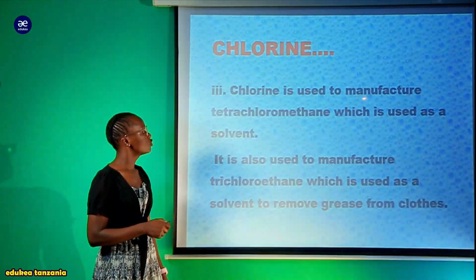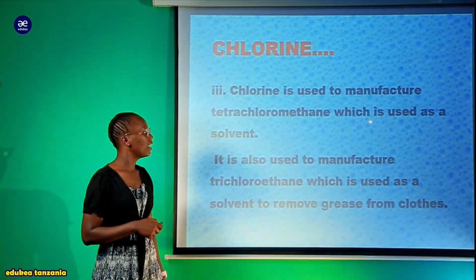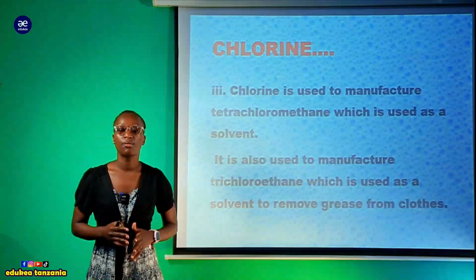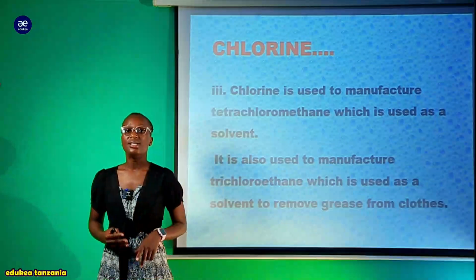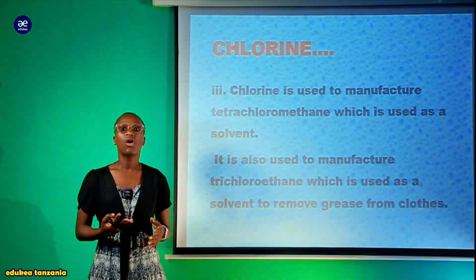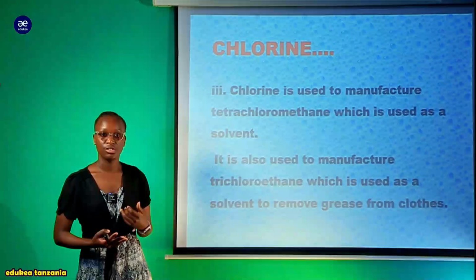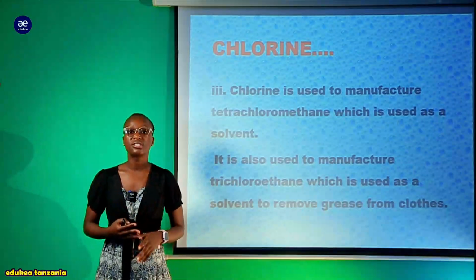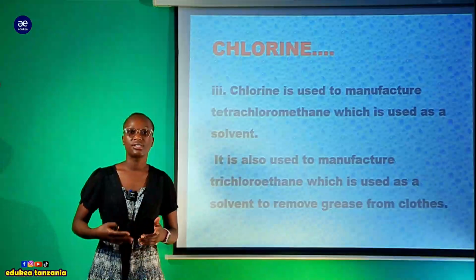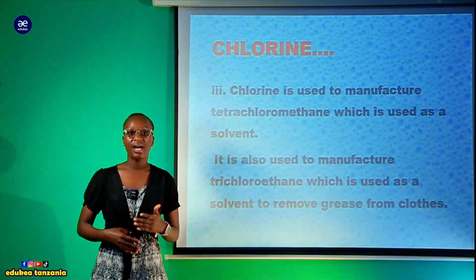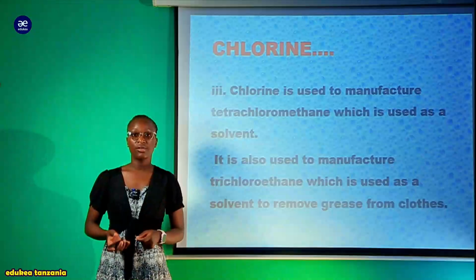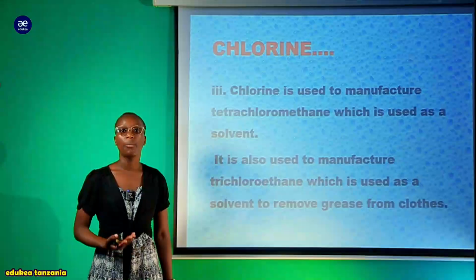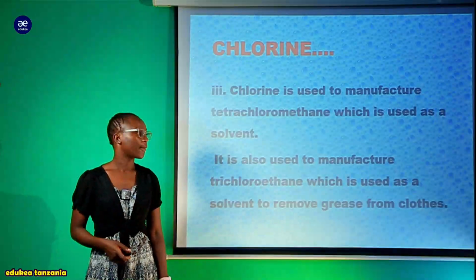Another is chlorine is used to manufacture tetrachloromethane, which is used as a solvent. Kwamba kumbe chlorine anatumika katika kumanufacture some of the solvent, for instance tetrachloromethane. Tetrachloromethane ni compound ambayo inakuwa used as a solvent material. So na yenyewe ni useful katika different activity, mean that it supports some of the reaction to take place, also it supports some of activities and other manufacturing to take place. So chlorine ndio inatumika kuwezesha utengenezwaji wa huyu solvent materials or particles, which is tetrachloromethane.